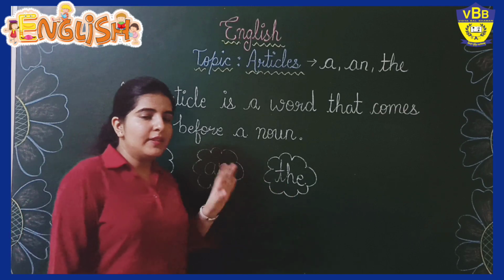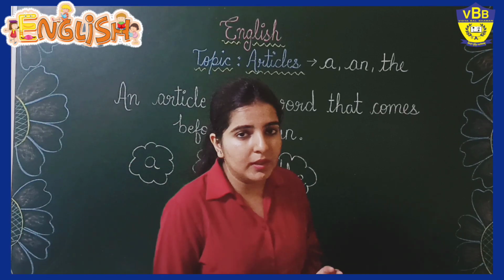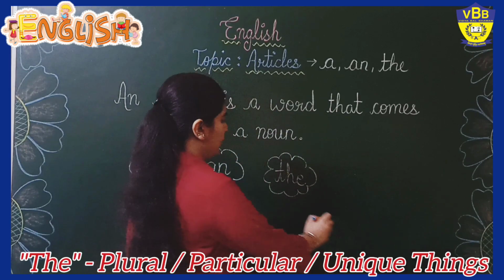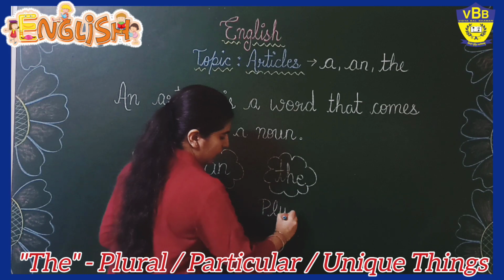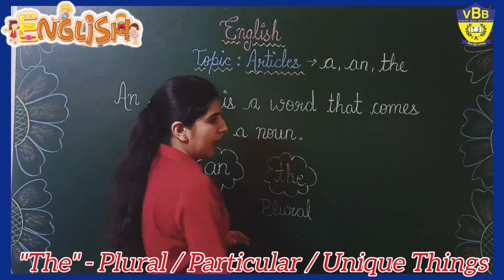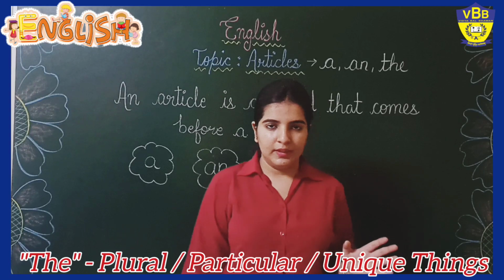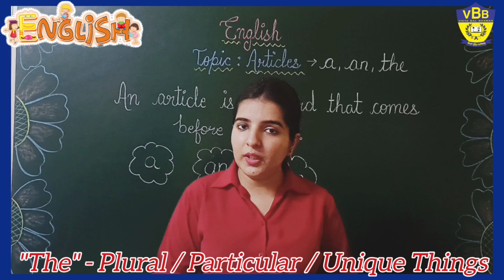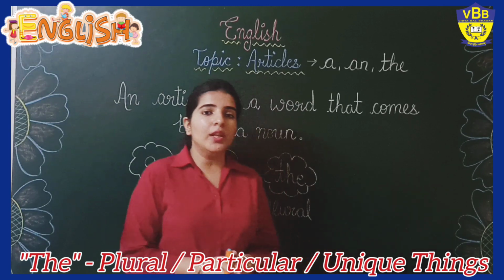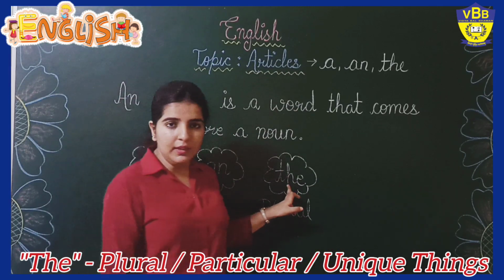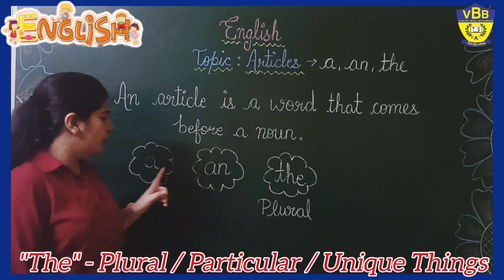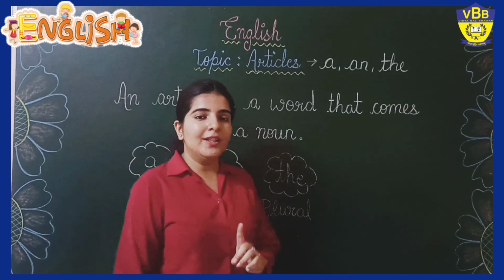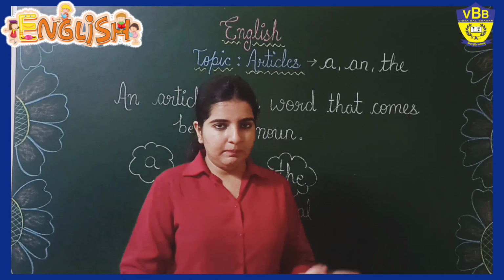So students, the first thing that you need to remember is the article the is always used with a plural noun. Plural means when there are more than one thing. When there are more than one thing, it is a plural noun. So with plural nouns we always use the. With singular nouns we use a and an. This is the first difference between them.